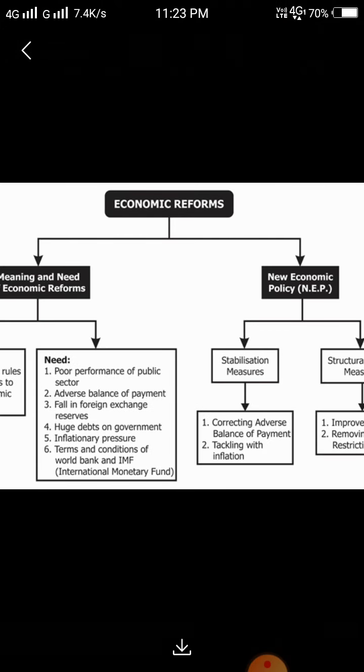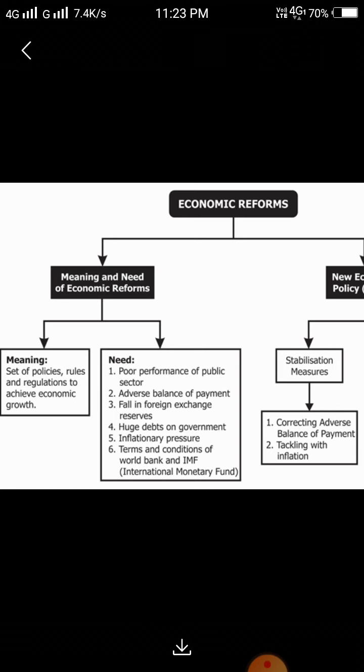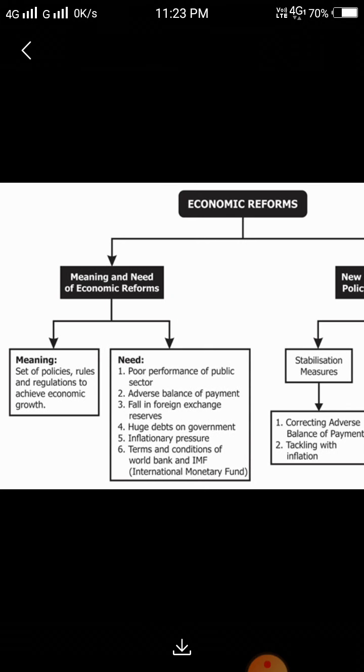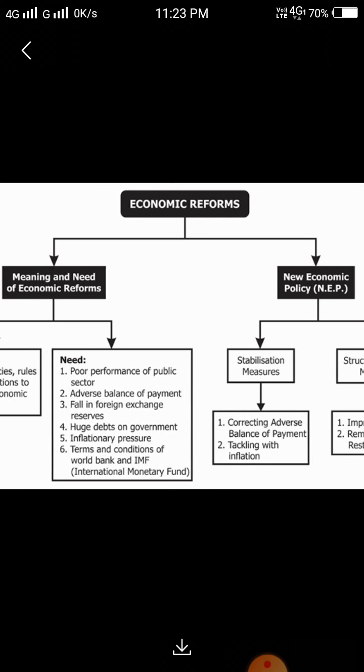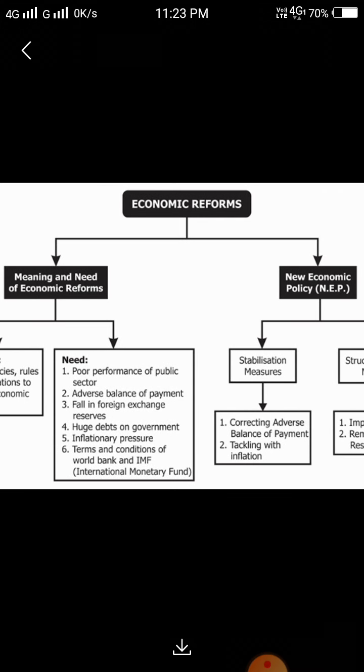Now, in this unit, we will understand the features of the Industrial Policy Resolution of 1956. What are the features? First, let us understand economic policy reforms, meaning and need of reforms. First of all, it is a set of policy, rules and regulations to achieve economic growth. This was the meaning. Why do we need the economic reforms?